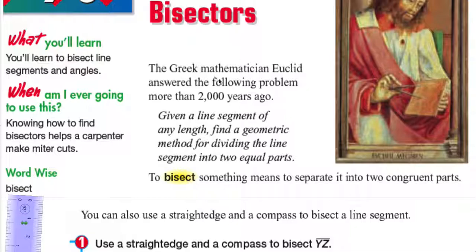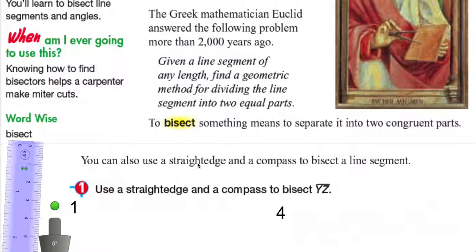So the Greek mathematician Euclid answered the following problem more than 2,000 years ago. Given a line segment of any length, find the geometric method for dividing the line segment into two equal parts. So to bisect something means to separate into two congruent parts. Congruent means equal. Okay? So you can use a straight edge and a compass to bisect a line segment.